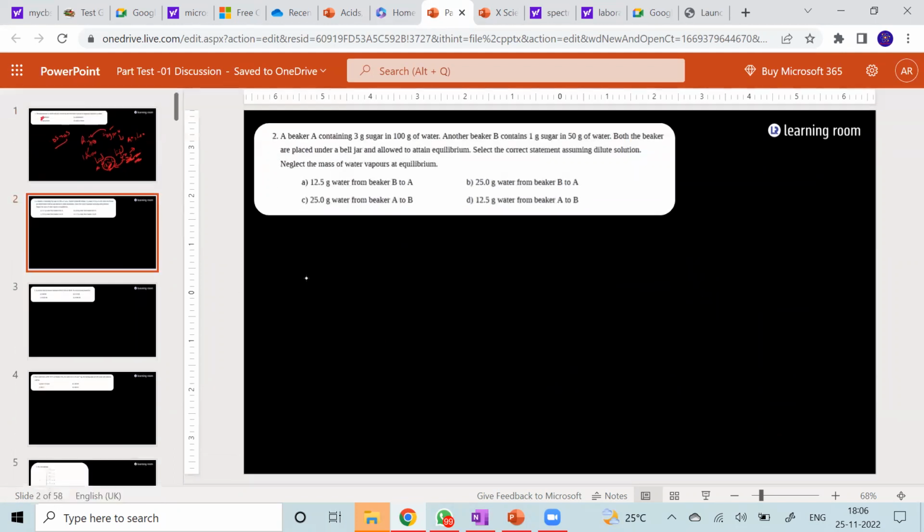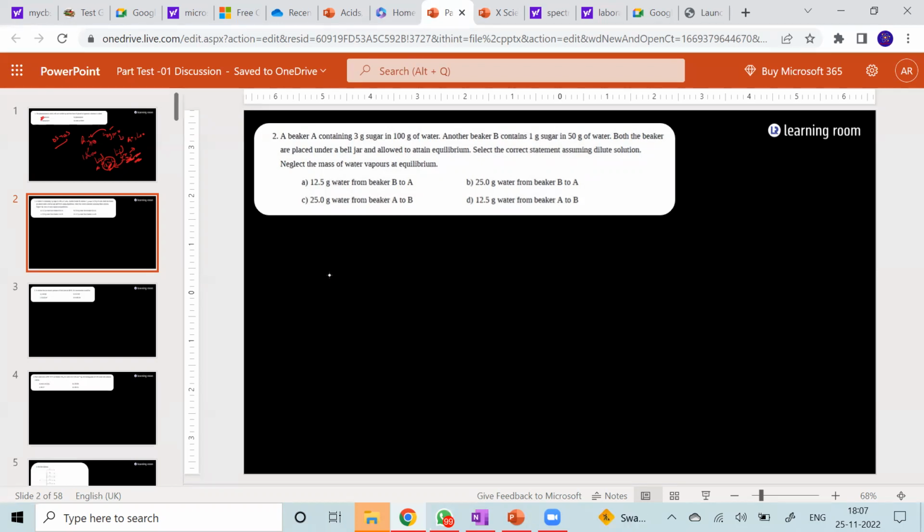Okay, next. A beaker containing 3 grams of sugar and 100 grams of water. Another beaker contains 1 gram of sugar and 50 grams of water. Both beakers are placed under a bell jar and allowed to attain equilibrium. Select the correct statements, assuming dilute solutions and neglecting the mass of water vapors at equilibrium. One option: 12.5 grams of water transfers from beaker A to beaker B. Another: a beaker containing 3 grams of sugar and a beaker containing 1 gram of sugar in 350 grams of water, both placed under a bell jar and allowed to attain equilibrium.